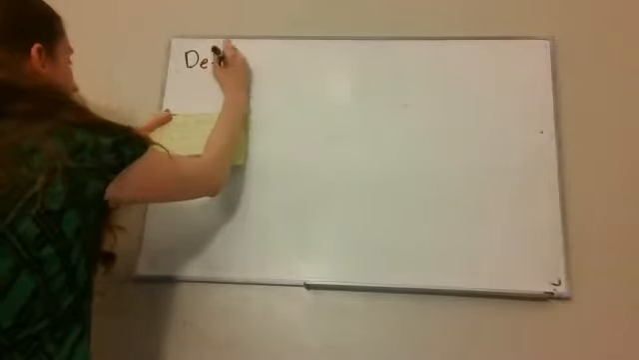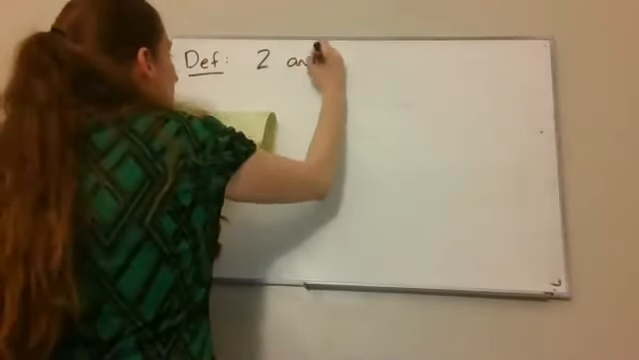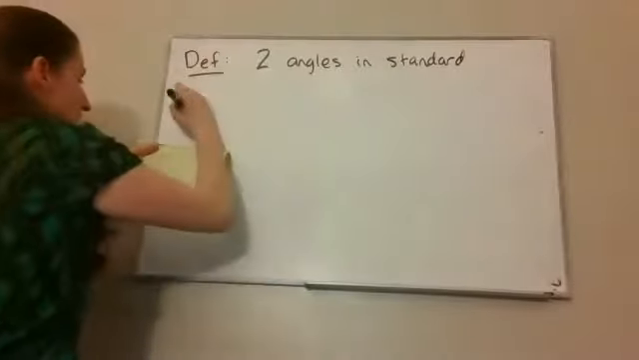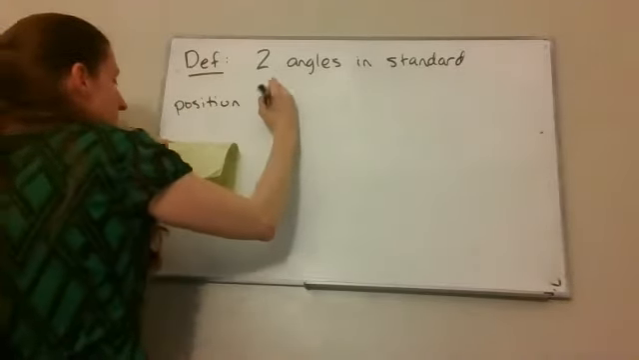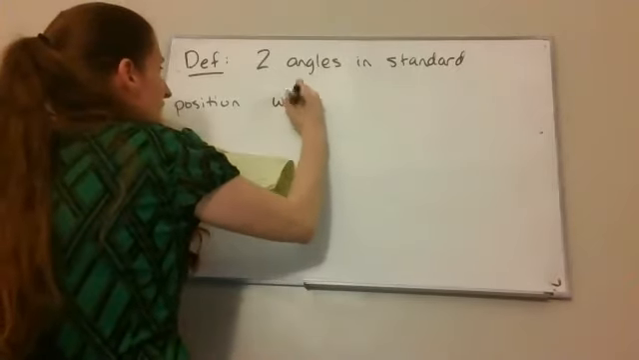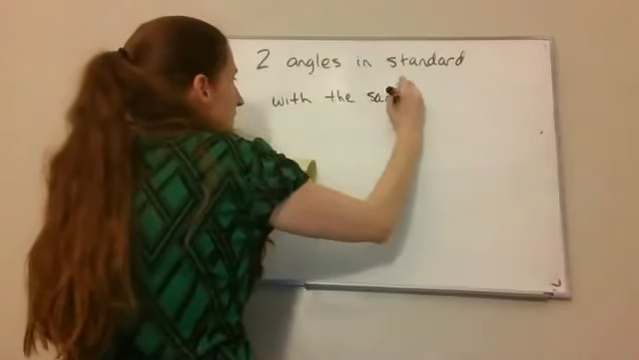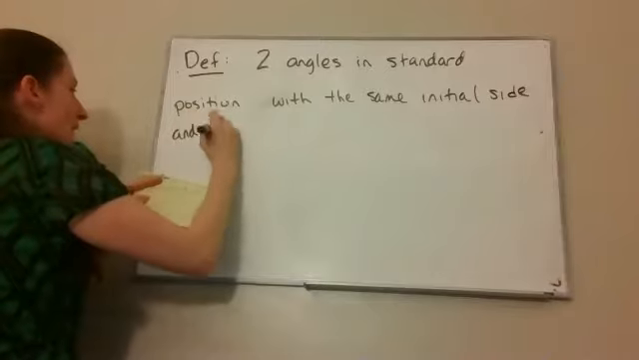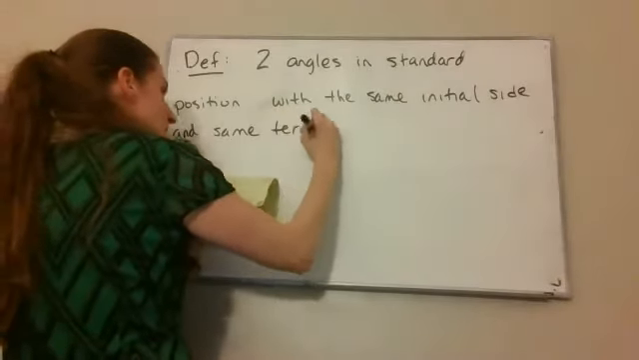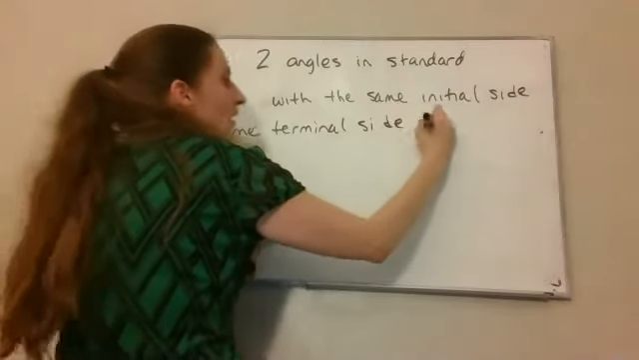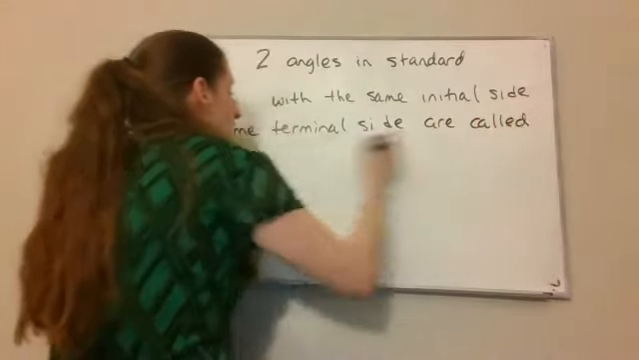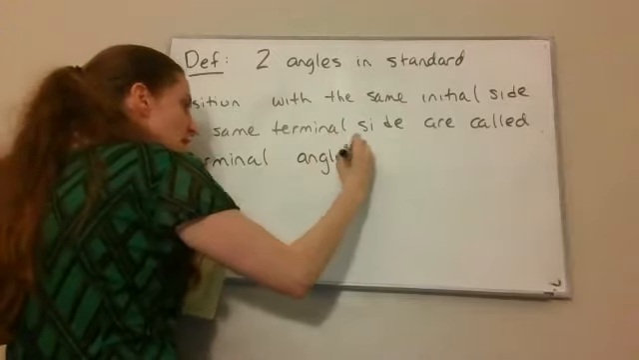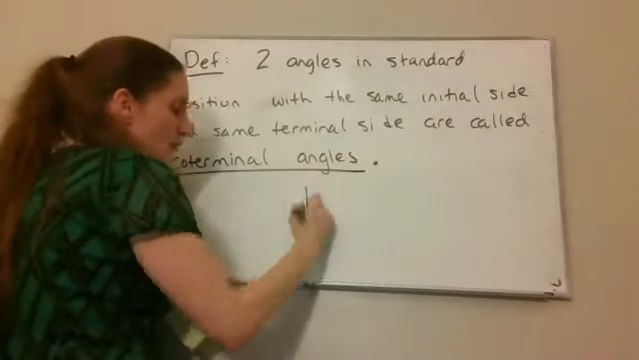Another definition for us. Two angles in standard position with the same initial side and same terminal side are called coterminal angles.